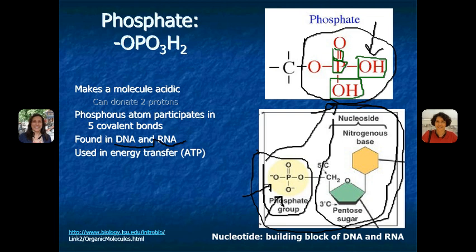Phosphate groups are extremely important in energy transfer also, as part of the nucleotide ATP, and we're going to learn more about that when we get to chapter 8. Also notice that phosphorus atom in the middle is participating in 5 covalent bonds.